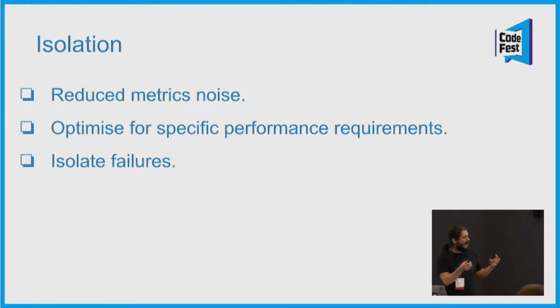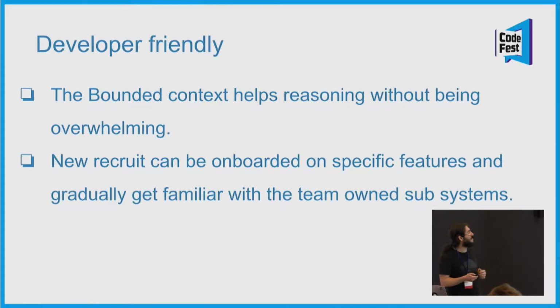And then dependencies are fewer, and also they are better understood, because when you isolate a feature, you don't need all the dependencies every time. There is the isolation, so your service is running as a single entity, and you can track metrics better, you can optimize for specific performance, and you can isolate failure. This is very important because you can recover from failure in a different way for each service. They are developer friendly. The bounded context makes your model understandable, and then new recruits can be onboarded faster.